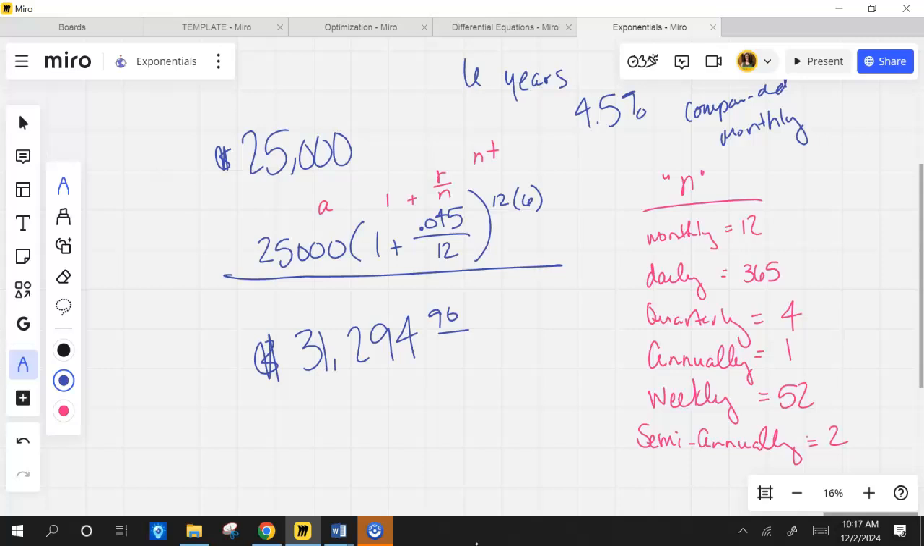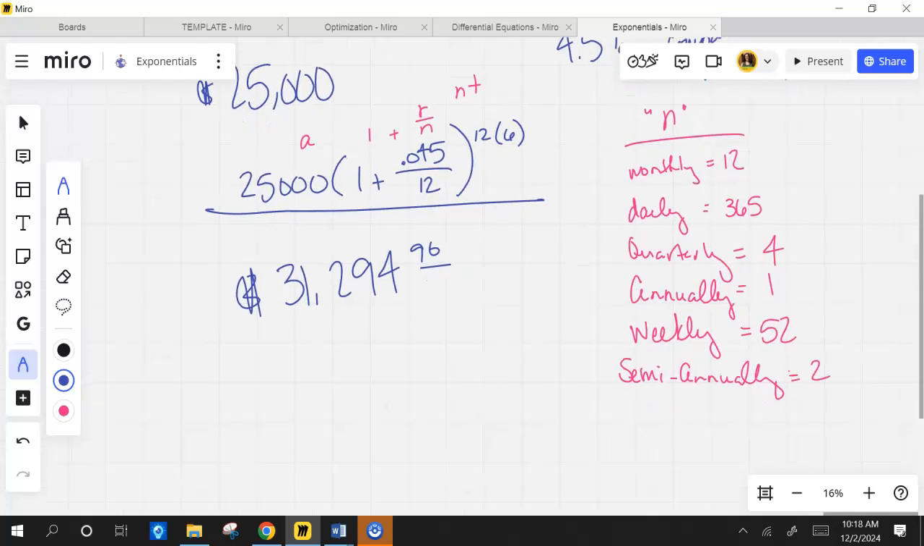Make sure you can get this number on your calculator. If you can't, the order of operations that you're putting in is incorrect, okay? When you put this in your calculator, this needs to be in parentheses, and this needs to be in parentheses. Otherwise, your order of operations is going to take over. You're going to get the wrong answer.